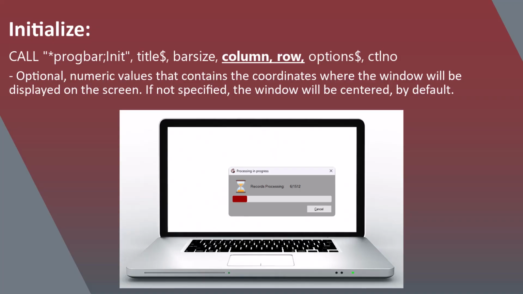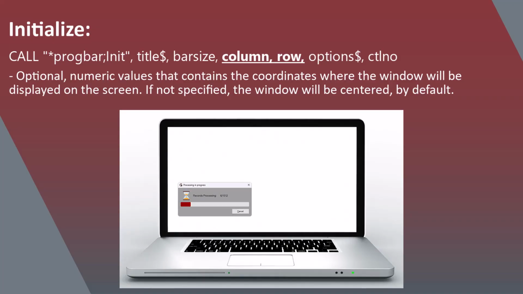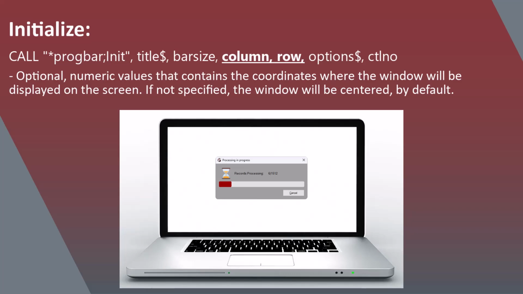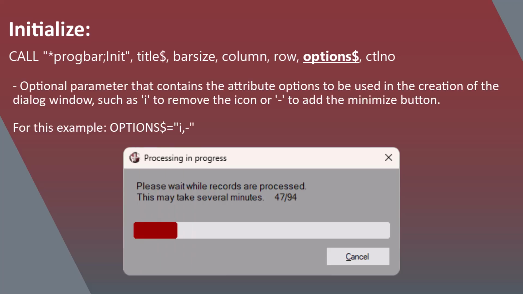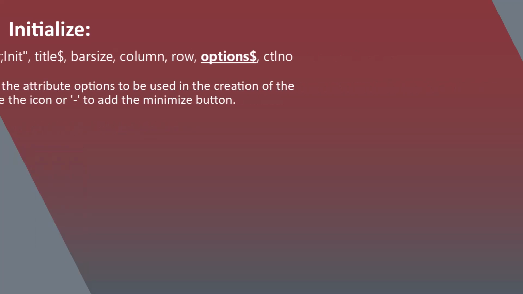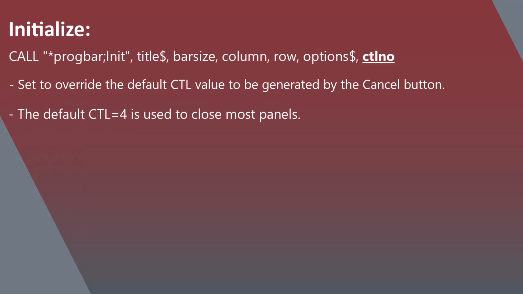Column and row are mnemonic values that contain the coordinates where the window will be displayed on the screen. If not specified, the window will be centered by default. The next parameter is options$. The optional parameter contains the attribute options to be used in the creation of the dialog window. For this example, let's hide the icon in the top left corner and give ourselves a minimize option. The final optional parameter, CTL no, can be set to override the default CTL value that will be generated by the cancel button. Currently, the default is set to 4.